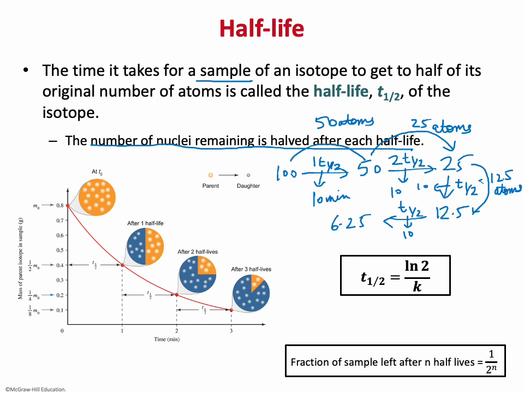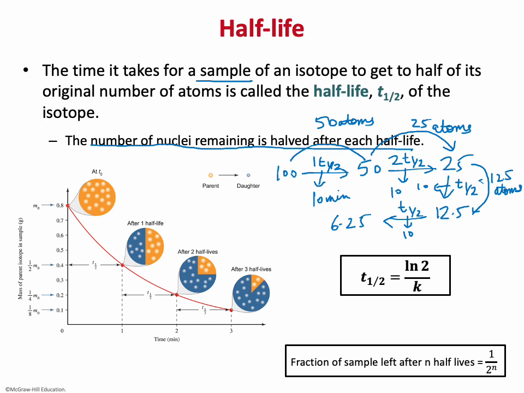But the t half is fixed. 10 minutes, 10 minutes, 10 minutes. The half-life will always be 10 minutes. So it would take 10 minutes for your sample to become half if you start with 100 samples or if you're starting with just one sample. It does not matter. The t half is fixed.